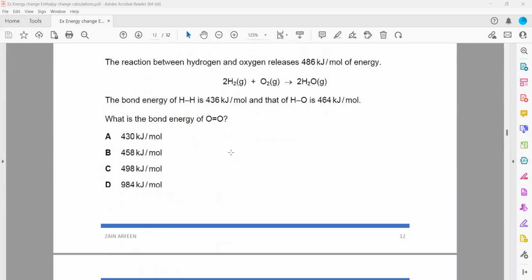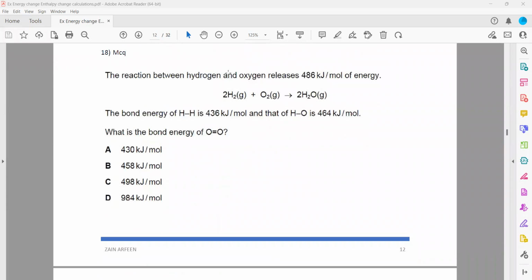Moving on to the next question, a similar question. A reaction between hydrogen and oxygen releases energy. Whenever energy is released, this is the enthalpy change. Even though it is written 486, because the energy is released, the reaction is exothermic, so the enthalpy change must be negative. It should be minus 486.